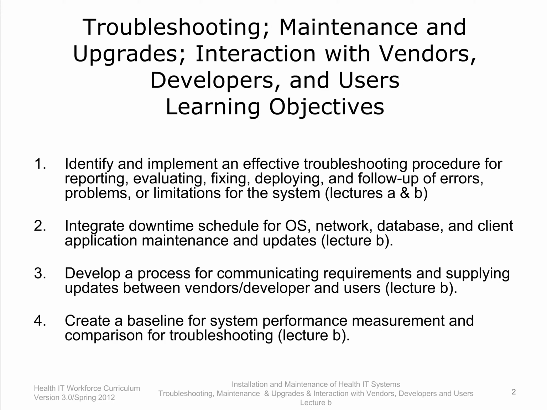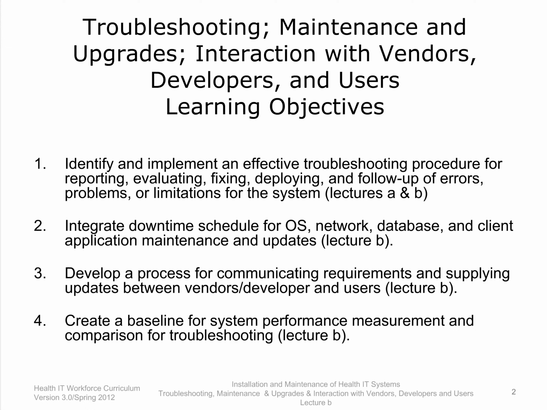Slide 2. The objectives for this unit, Troubleshooting, Maintenance and Upgrades, Interaction with Vendors, Developers, and Users, are to identify and implement an effective troubleshooting procedure for reporting, evaluating, fixing, deploying, and follow-up of errors, problems, or limitations for the system. Integrate downtime schedule for OS, network, database, and client application maintenance and updates. Develop a process for communicating requirements and supplying updates between vendors, developers, and users. Creating a baseline for system performance measurement and comparison for troubleshooting.